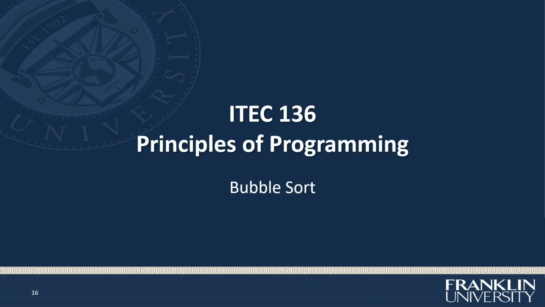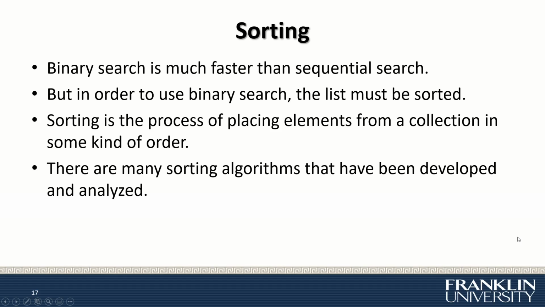Hi, in this short lecture, I am going to talk about bubble sort. As you can see, binary search is much faster than the sequential search. But in order to use a binary search, the list must be sorted. Sorting is the process of placing elements from the collection in some kind of order, maybe ascending, maybe descending.